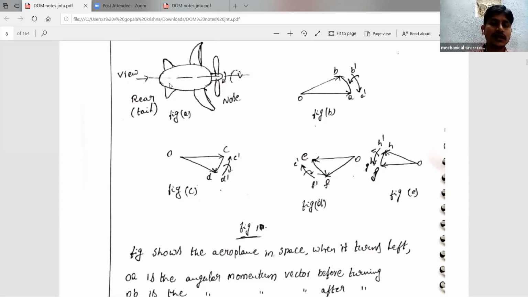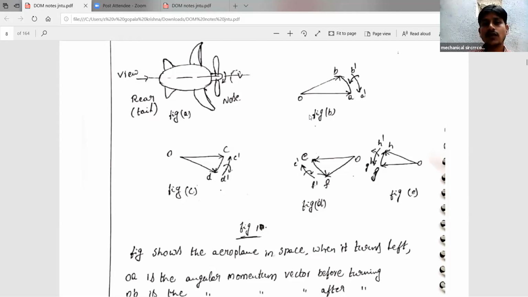So the conditions are, first one, the propeller rotates in the clockwise direction. The direction of rotation is clockwise when viewing from the rear, and the plane will turn to the left side. The effect of gyroscopic couple will be represented in vector diagrams. That is figure B.